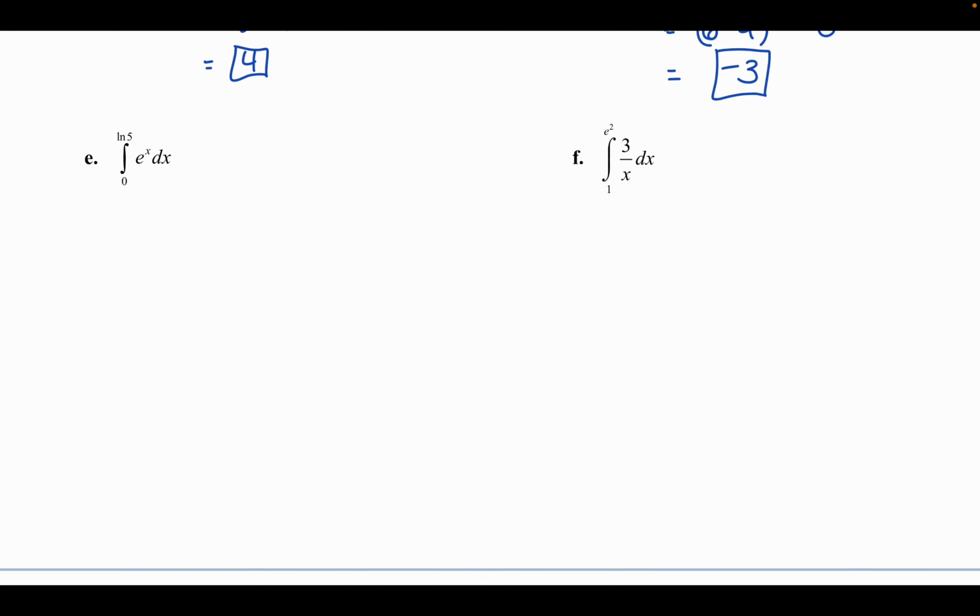All right, the last two problems. We've got our exponential function, base e. Luckily, the exponential function is the easiest. It's just e to the x again, but from 0 to ln of 5. So we'll plug in e to the ln of 5 minus e to the 0. This will be 5 minus 1. We'll get 4.